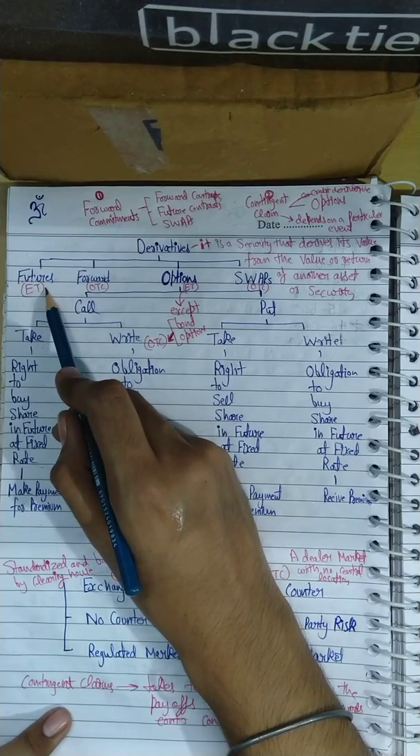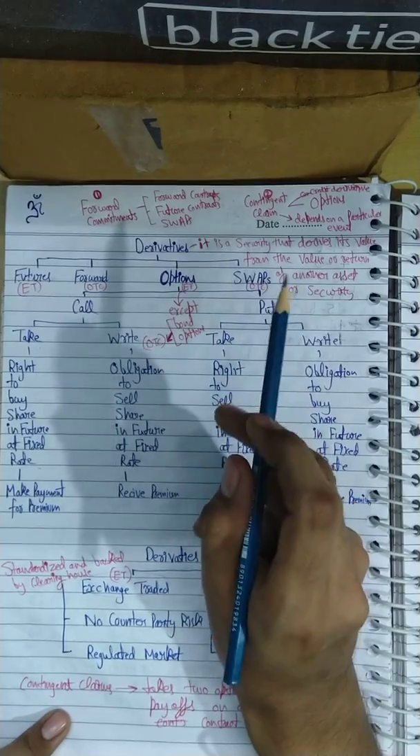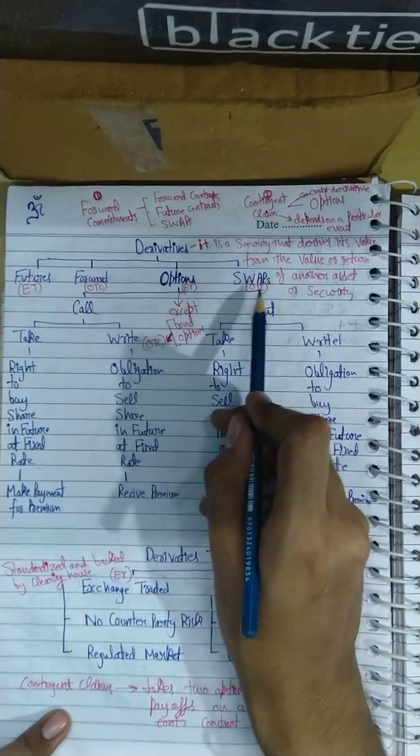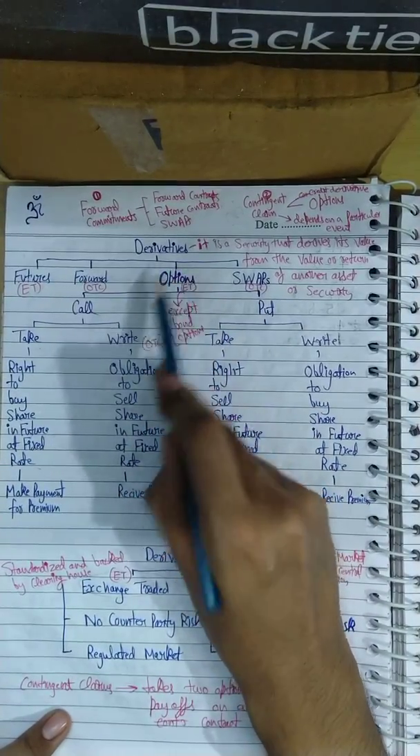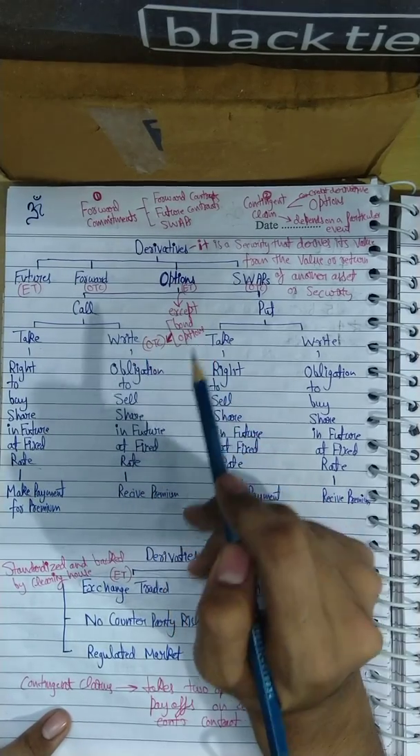Futures are exchange traded and options are exchange traded, whereas forwards and swaps are over the counter product, that is OTC product. And there is an exception in options, which is bond options. Bond options are the over the counter product.